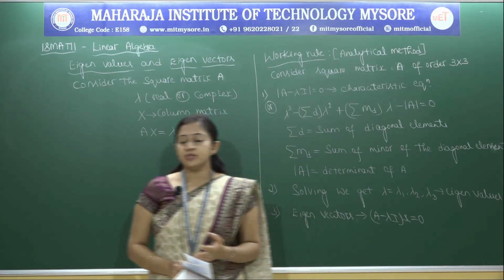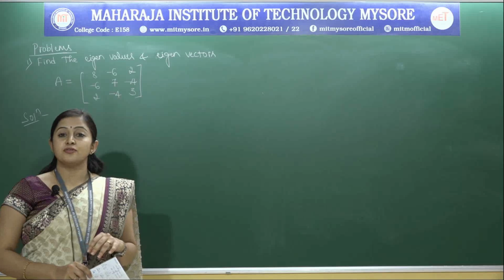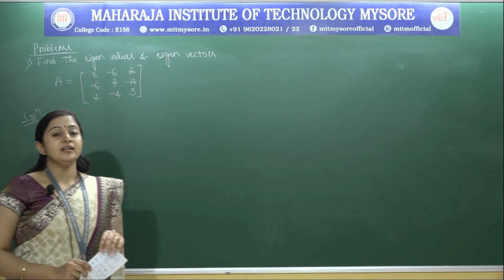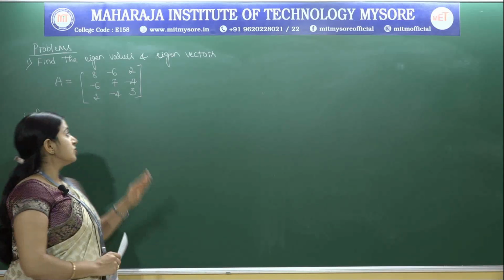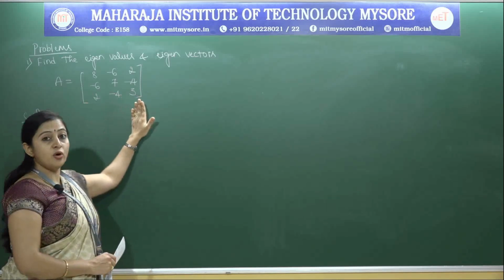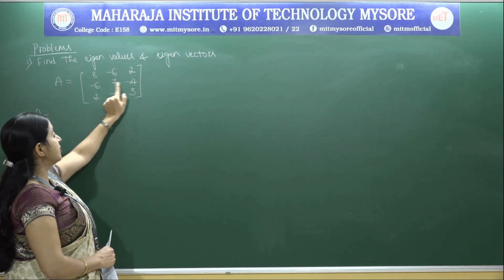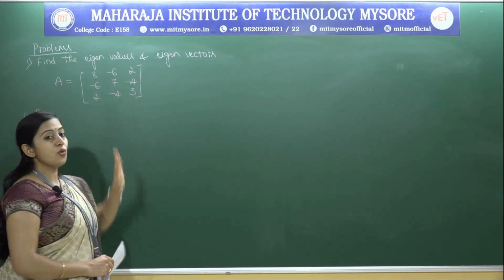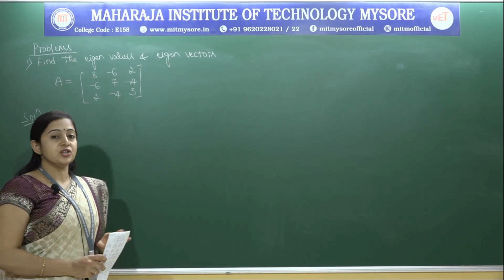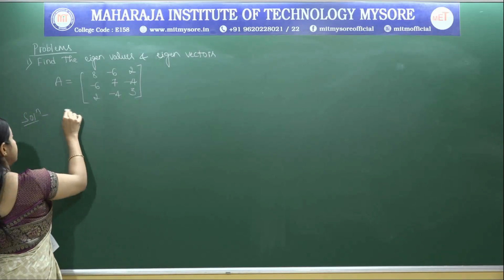Next, the first problem. Find the eigenvalues and the eigenvectors of the given square matrix of order 3 cross 3. It is 8, minus 6, 2; minus 6, 7, minus 4; 2, minus 4 and 3. So the first procedure, you have to consider the characteristic equation.